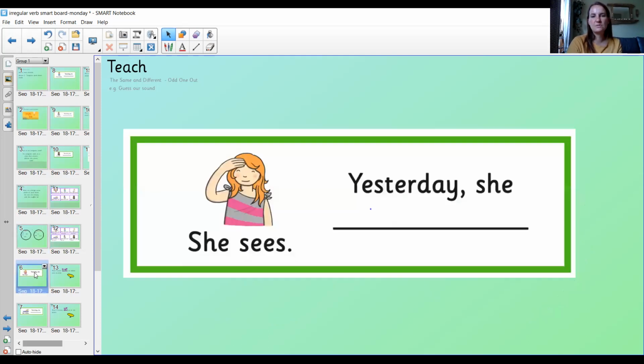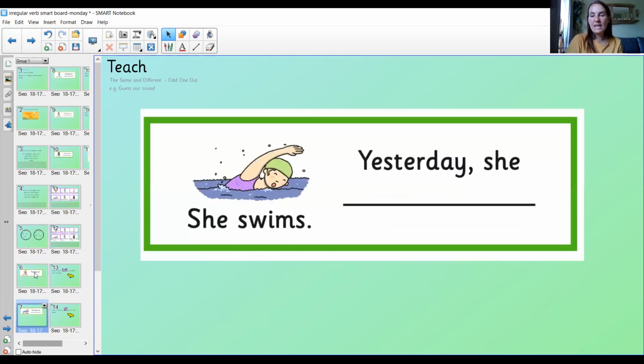So let's go through some of these ones. So yesterday, she what? So not yesterday, she seed, because that would be a completely different word. See, yesterday, she didn't seed. Yesterday, she saw.